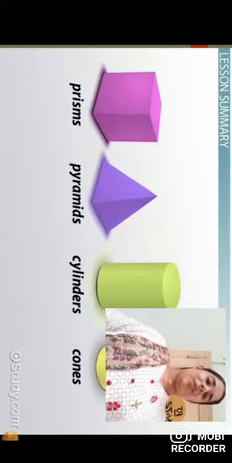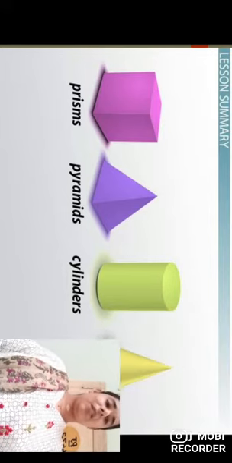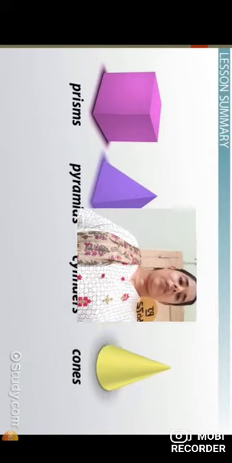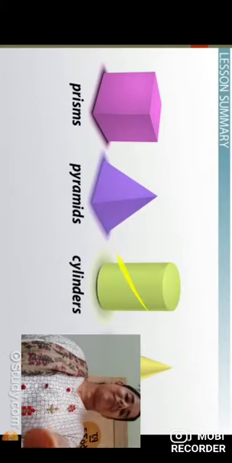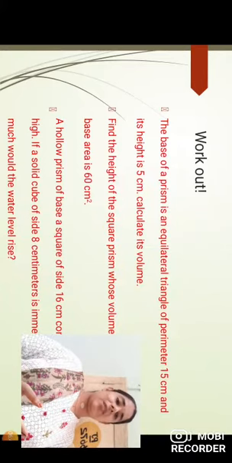You have different shapes here. Here it is given: what is a prism, what is a pyramid, what is a cylinder, what is a cone. Next, note down these homework questions. Take down just the homework questions.